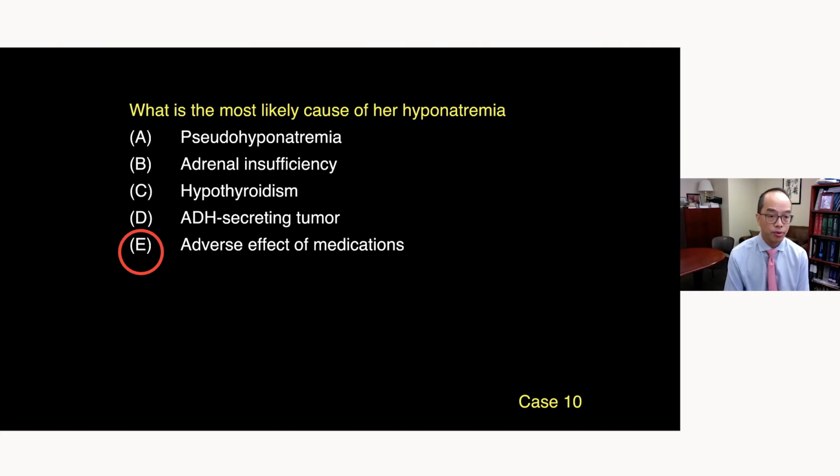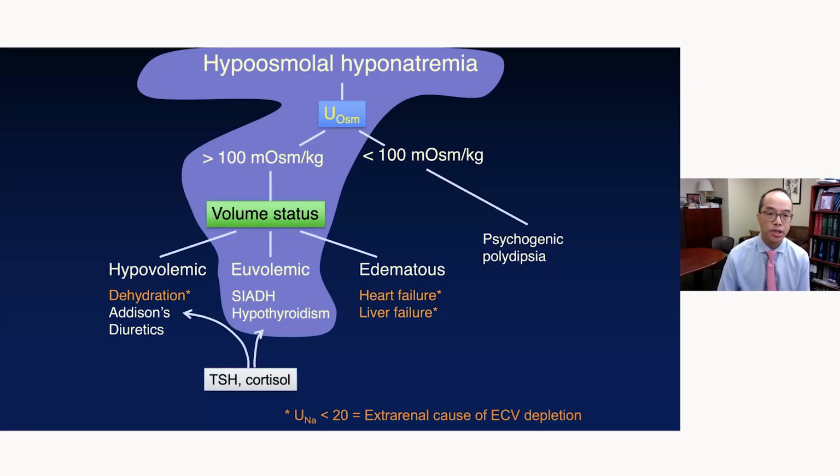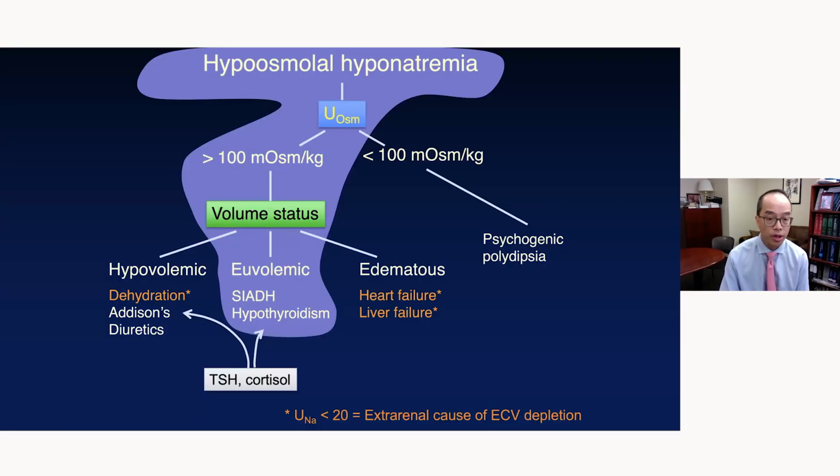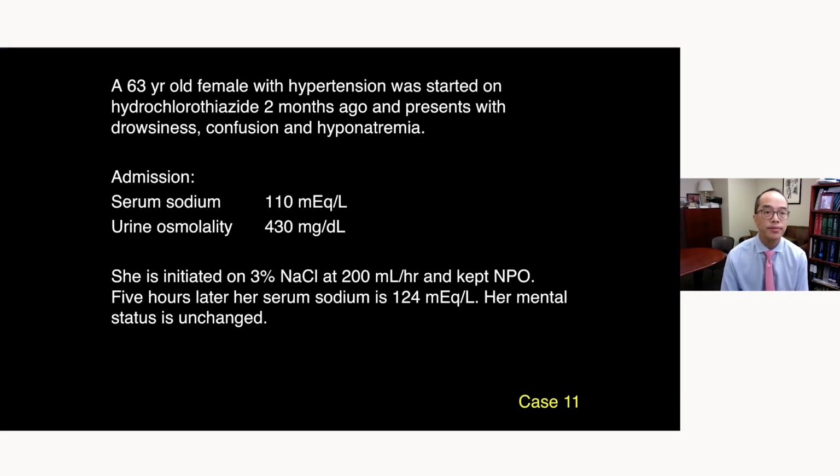And the answer is probably E, adverse effect of medications. So this patient has an elevated urine osmolality. She's euvolemic, so it looks like SIADH. We made sure that her TSH and cortisol were normal. And she's on an SSRI, which is a very, very common cause of SIADH. So unless proven otherwise, she probably has SSRI-associated SIADH.